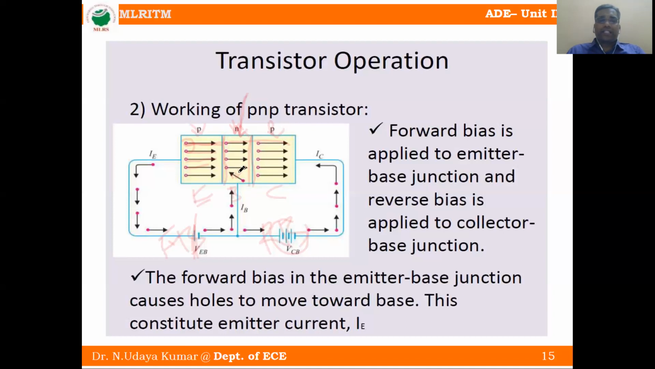Here it is lightly doped, which means only a small number of electrons are combined with holes. Here the electrons constitute the base current. The remaining holes cross the junction and are collected by the collector. This constitutes the collector current.